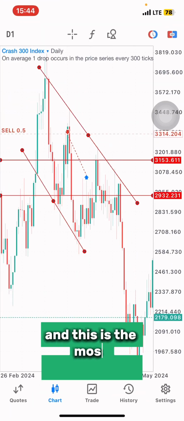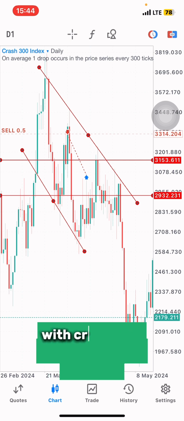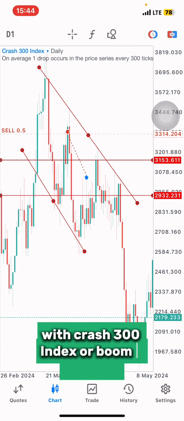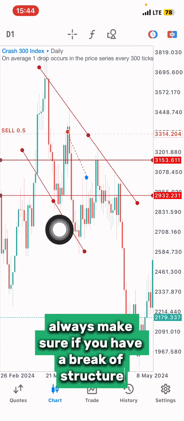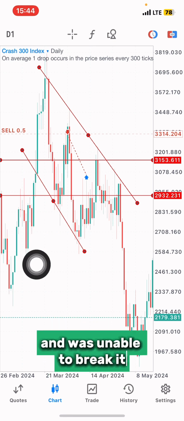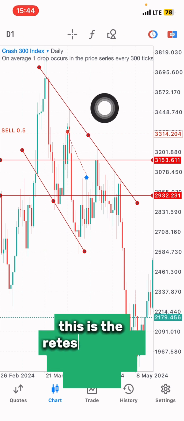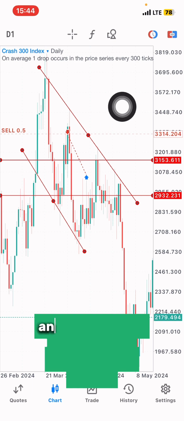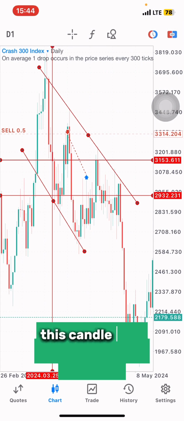This is the most important and most advantageous trading setup that you can have with Crash 300 index or other pairs that you may trade. Always make sure that if you have a break of structure, when the market tries to break above highs and is unable to, and the market breaks down into that structure, wait for the retest. This is the retest, and this is where our entry is. As I told you, this candle was our entry candle.